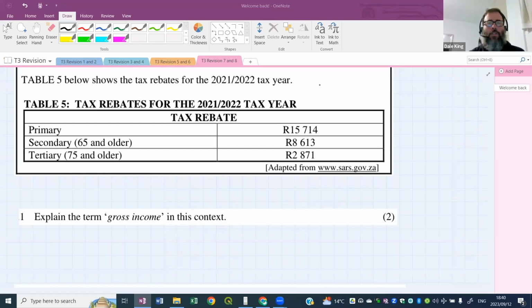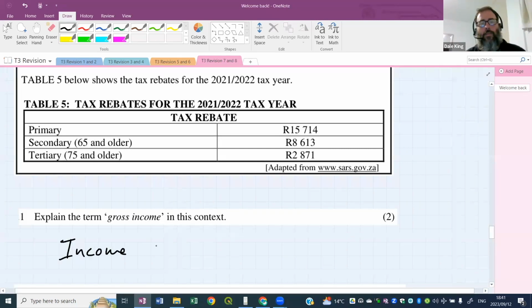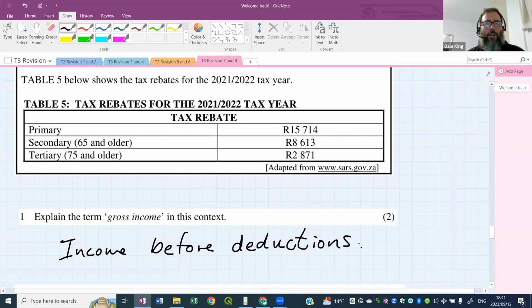So it's the total amount that you're going to get before anything is taken off. You get this big fat lump sum and you're like, yes, this is how much they said I would get. But no, they cut pieces off of it and they give you what's left. Guys, it's coming for you too. So gross income is income before deductions. All right, 2 marks in the bag.